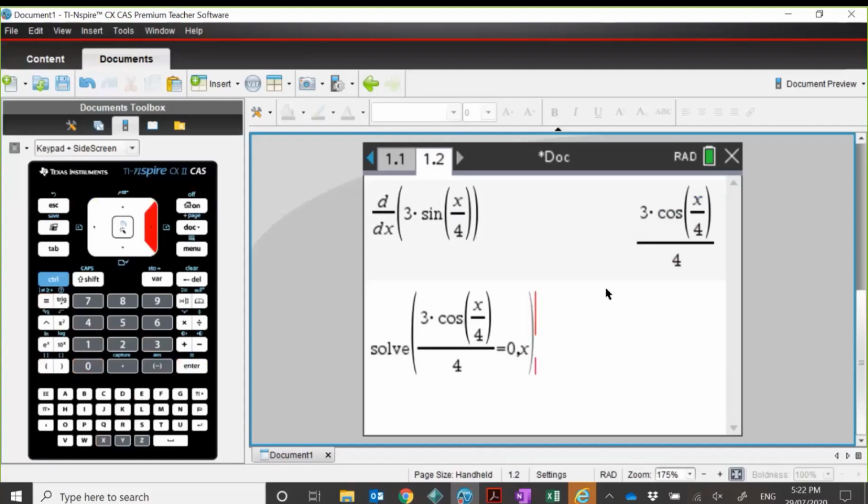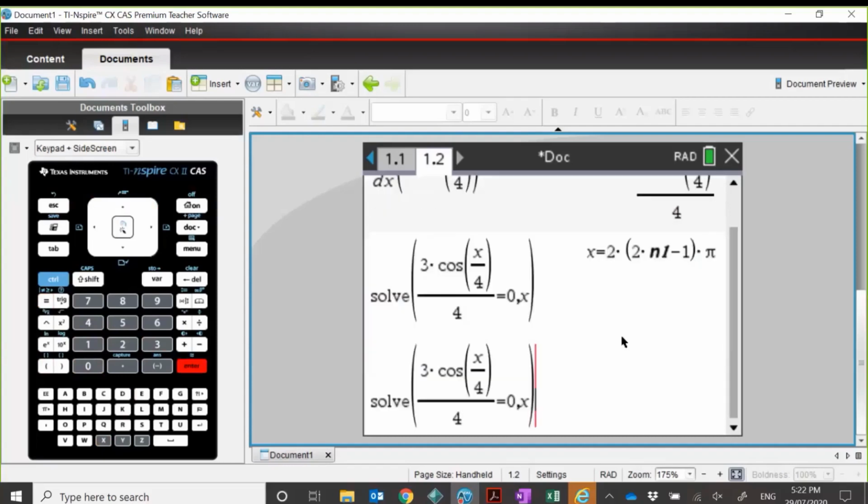I have to put in a domain. If I do not put in a domain, I'm going to get general solutions. I'll show you what happens. If I don't put in a domain, I get that funny looking expression there. Now, if you haven't done general solutions before, it's going to look a bit odd. So let's put in a domain.